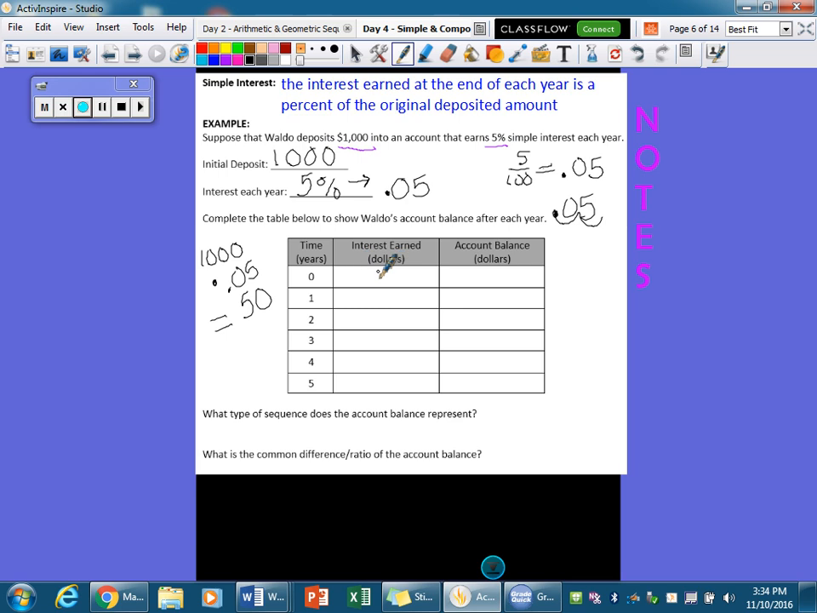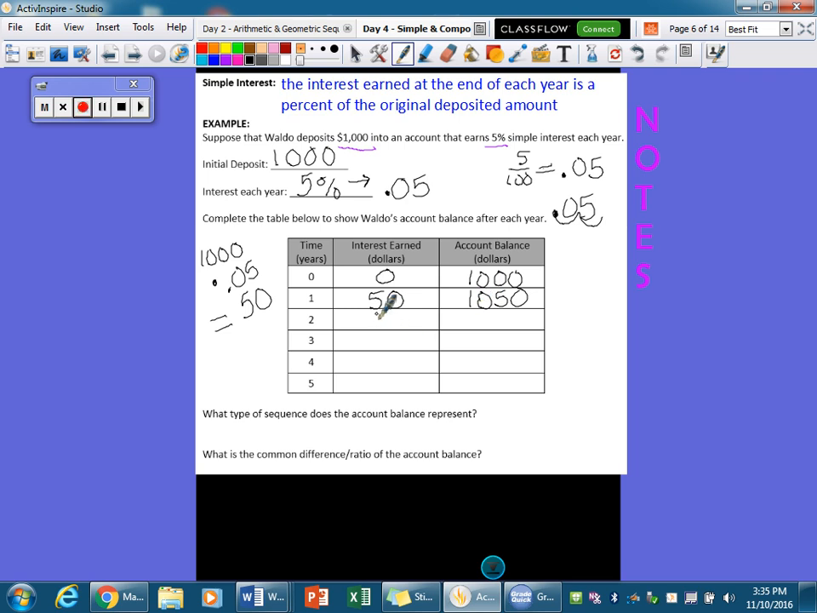So let's start filling out this table here. If I keep it in for 0 years, I don't earn any money. All right, so they don't give me money if you don't keep it in for a year. So 0 right there. So that means what I have right now, my initial amount is just 1,000. No bonus money. But after 1 year, I get to add $50 to it. So I do 1,000 plus 50, and it's 1,050.